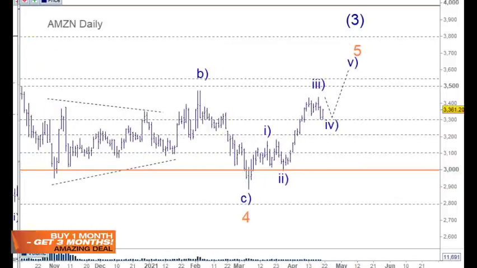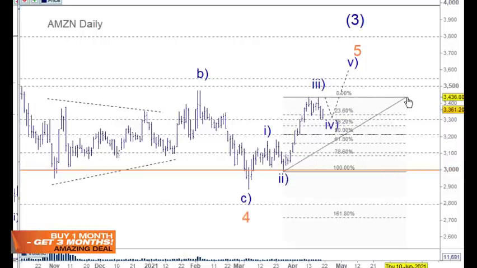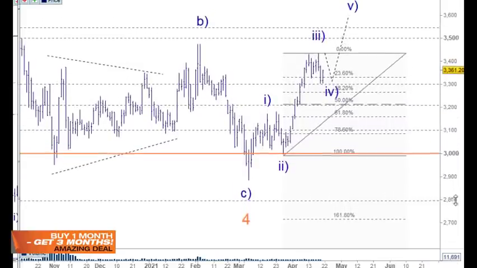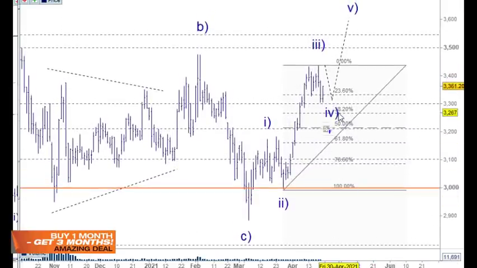But even in this instance here, if we take wave 2 low to wave 3 high here. Oh, we're close here. See, in this case, no, we're not. We're still a fair way off. 38.2% retracement levels down here for this.